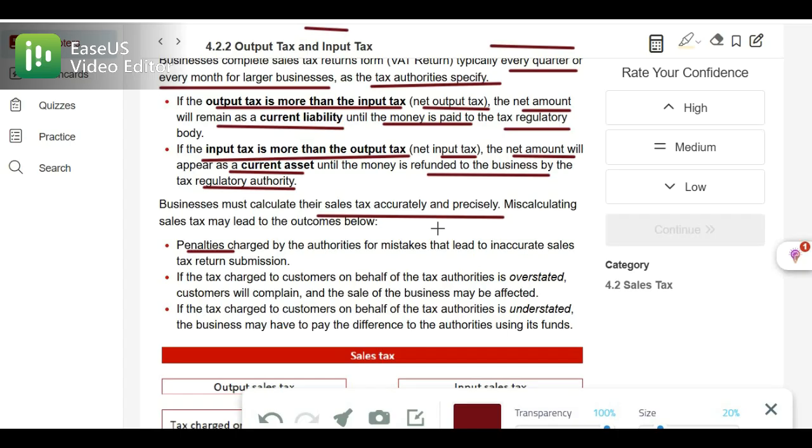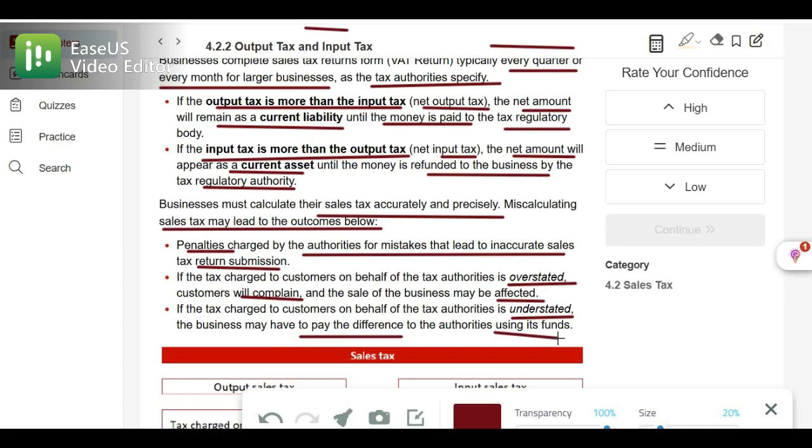The first one is penalties charged by the authority for the mistake that led to an inaccurate sales tax return submission. If the tax charged to the customer on behalf of the tax authority is overstated, the customer will complain, and that we call a complaint, and sales of the business may be affected. If the tax charged to the customer on behalf of the tax authority is understated, the business may have to pay the difference, and that we call losses. So there are three types of outcome if you miscalculate the sales tax.